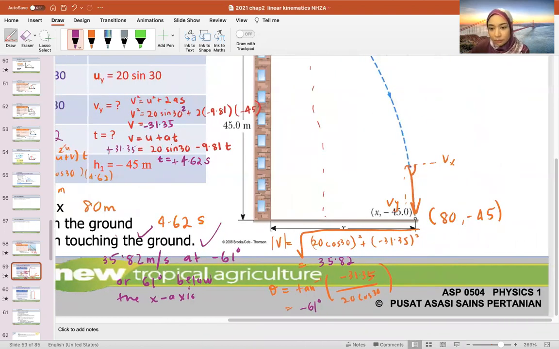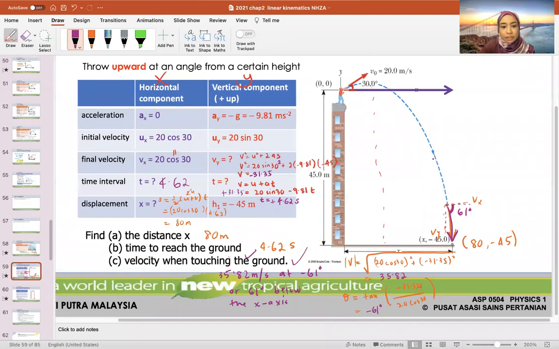So if you want to imagine how it looks, the final velocity should be pointing in the direction of the projectile motion. This is your Vx and this is your Vy, and the angle with respect to the x-axis is 61 degrees. Okay, that is how you look at it. I hope it makes sense for everyone at this point. Any questions about this question? Forgot the power of 2. Okay.